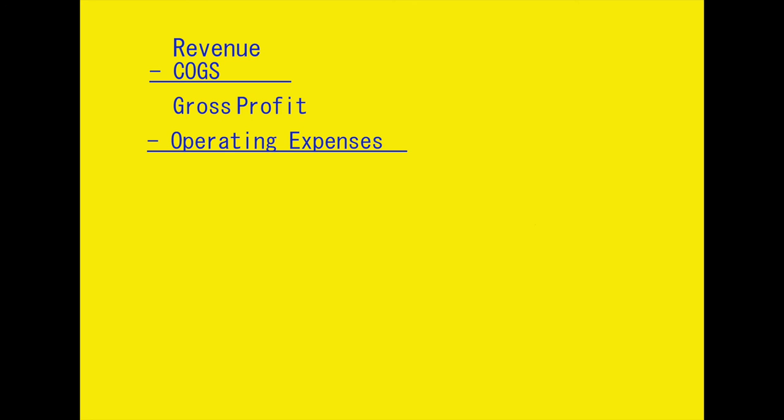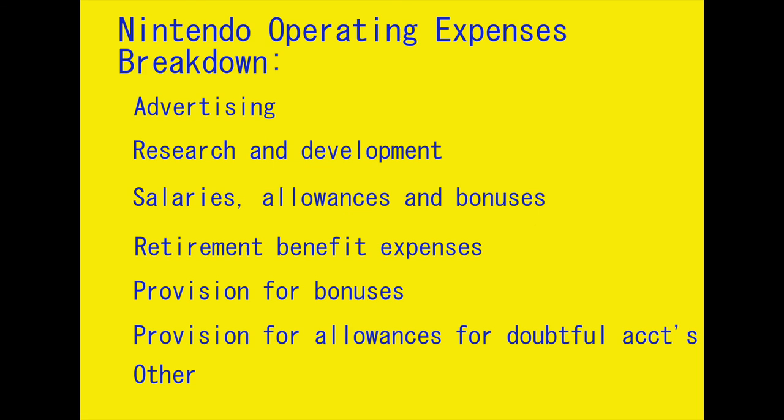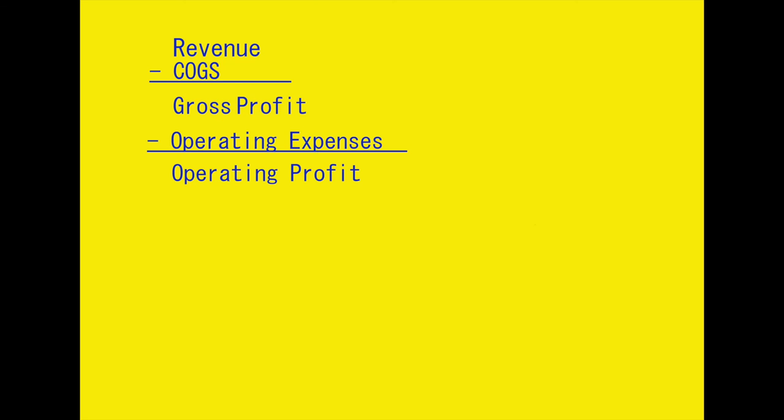Next, we look at operating expenses, basically the ongoing costs that Nintendo incurs every year in its normal course of business, regardless of how many goods are sold. In recent years, Nintendo has provided a breakdown of the types of costs that make up operating expenses. These include advertising, research and development, and salaries, among others. Subtracting operating expenses from gross profit gives us Nintendo's operating profit.